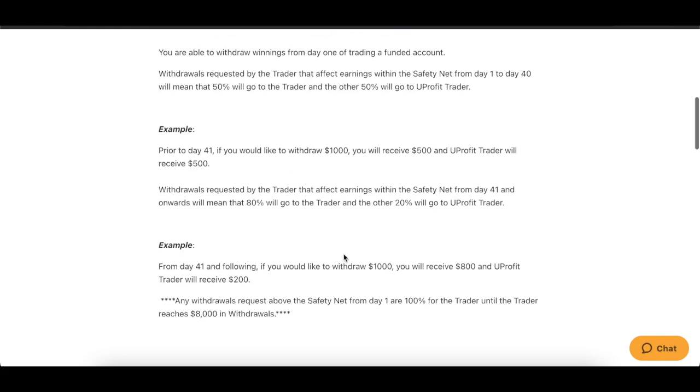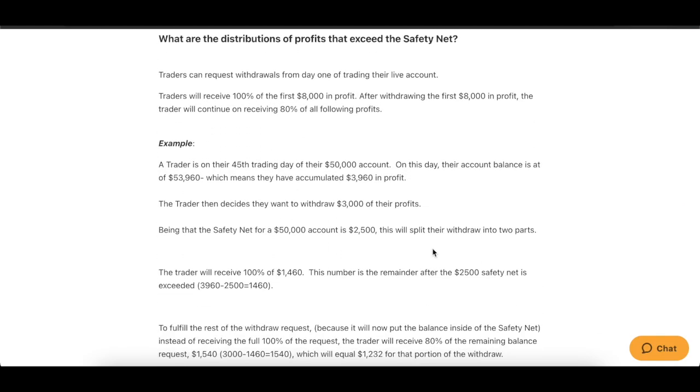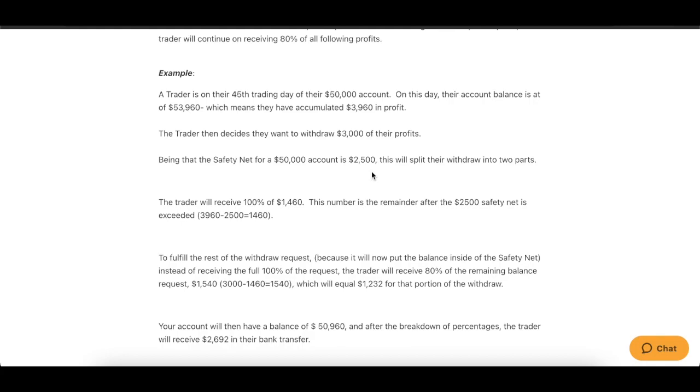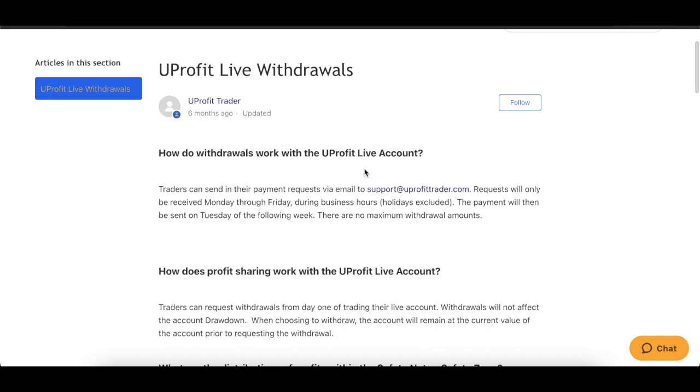I don't think this is actually a bad thing. I think it's a good thing. You have access to your money, but you'd be better off waiting 41 days. So they do a little example, you know, if you withdrew this much and so on. So come read this if you want to get down and dirty in the specifics.